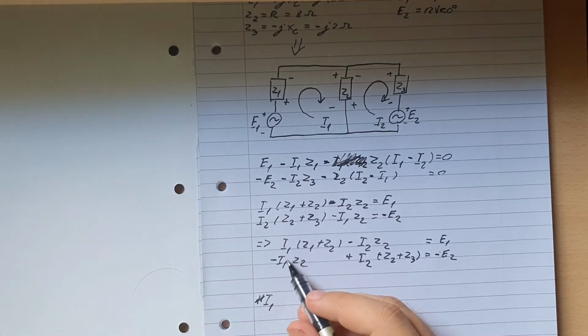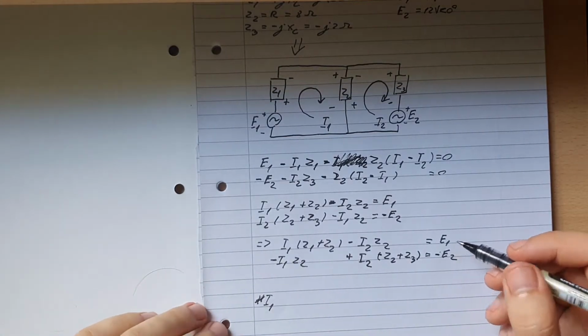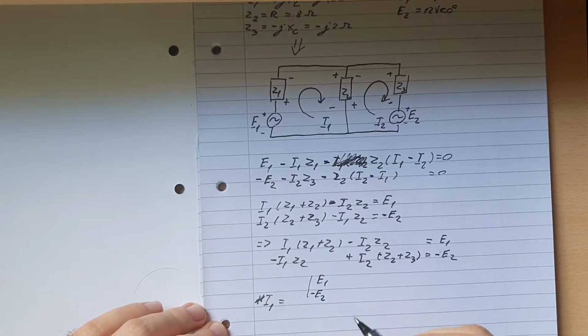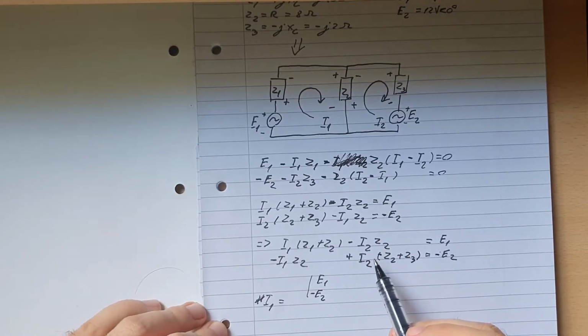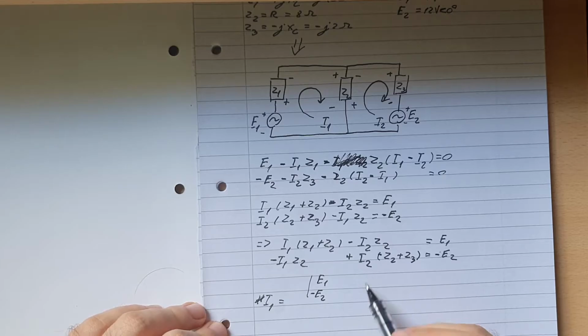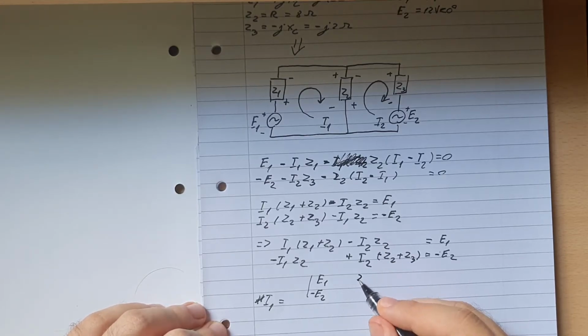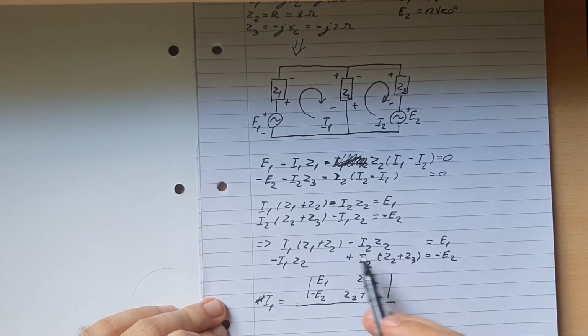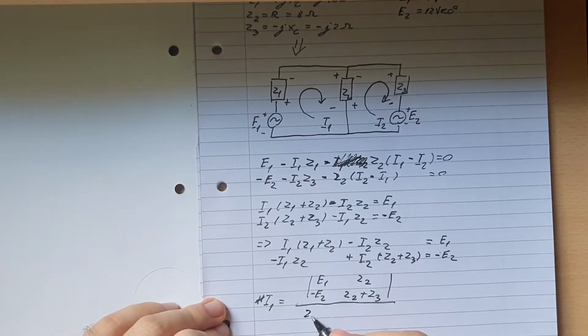So I1 will have to be replaced with the E values. So then I1 is equal to E1 minus E2, and for the second line, we just keep the I2 values, and that will be Z2 plus Z3. Under it are just these two equations, really. That will be Z1 plus Z2, this one will be Z2, this one will be minus Z2, and this one will be Z2 plus Z3.